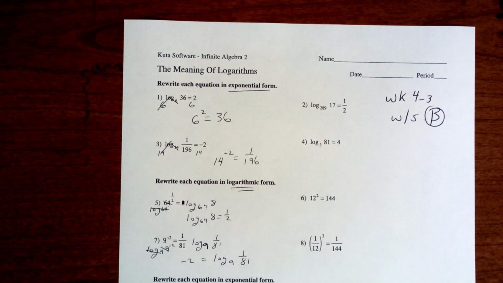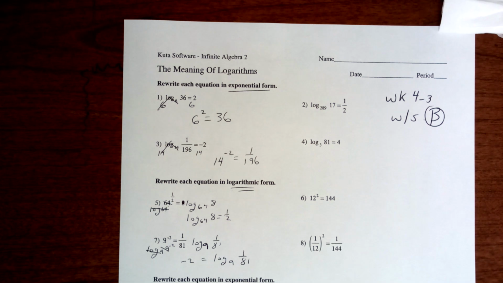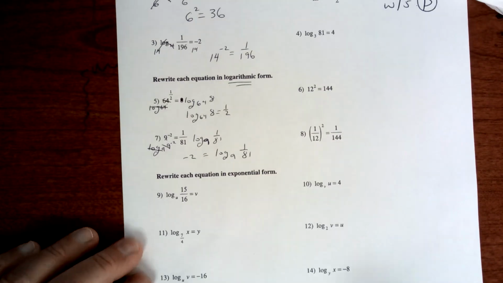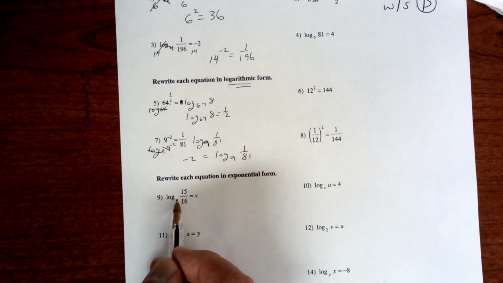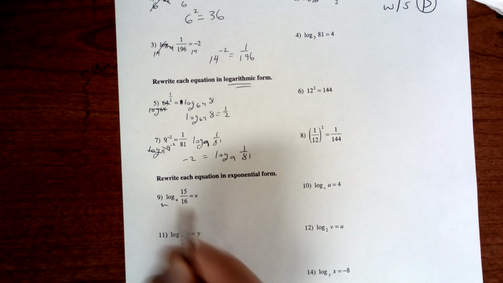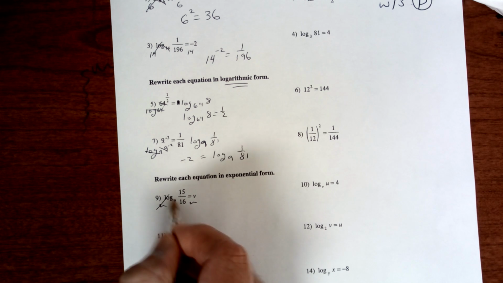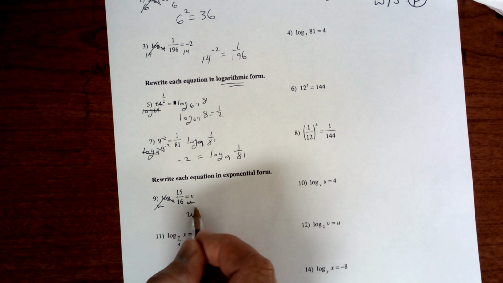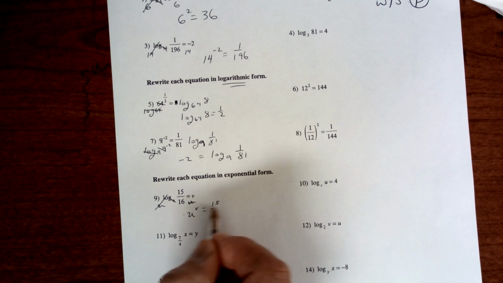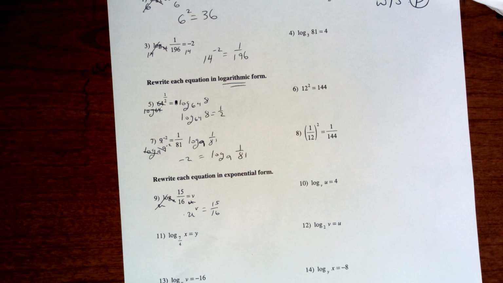Okay, number 9. It says rewrite each equation in exponential form. So again, it's log base u, so you want to raise it to the u power, and this cancels. So you get u to the v is equal to 15/16. Okay, that's how you do that part.